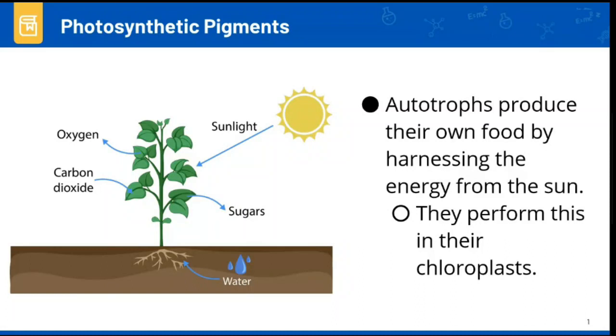Now, pigments are organic molecules that selectively absorb light of specific wavelengths. So plants have photosynthetic pigments built in their thylakoid membranes.